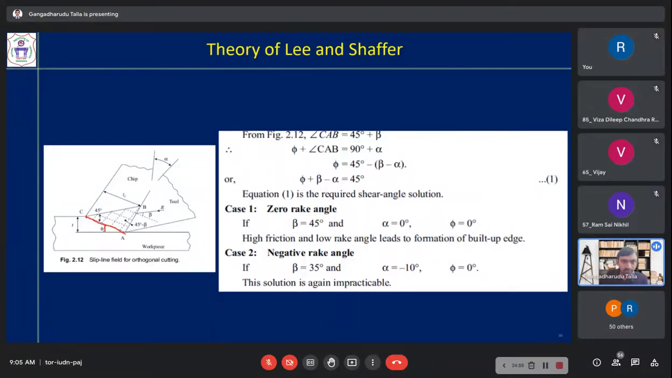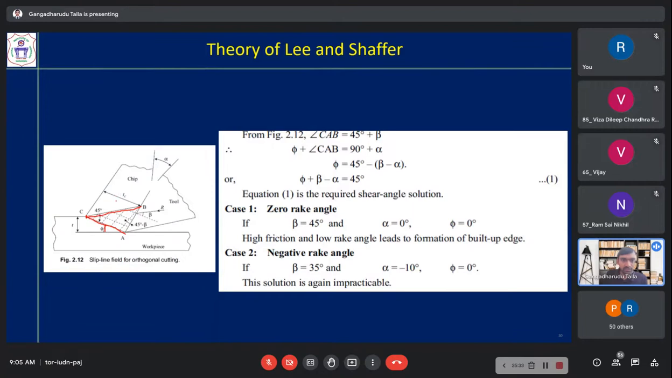Now, from this end point, the AC plane, you take a 45-degree line to this shear plane. So the volume contained by this triangle ABC, where AB is along the rake surface, within this volume the material is subjected to plastic deformation. That is the assumption made by Lee and Schaefer.